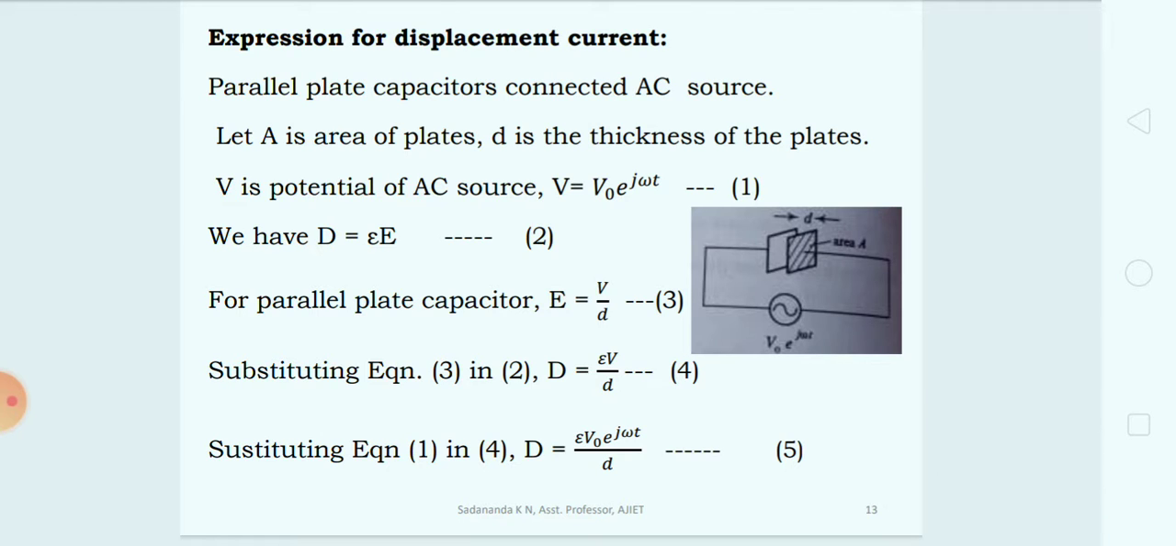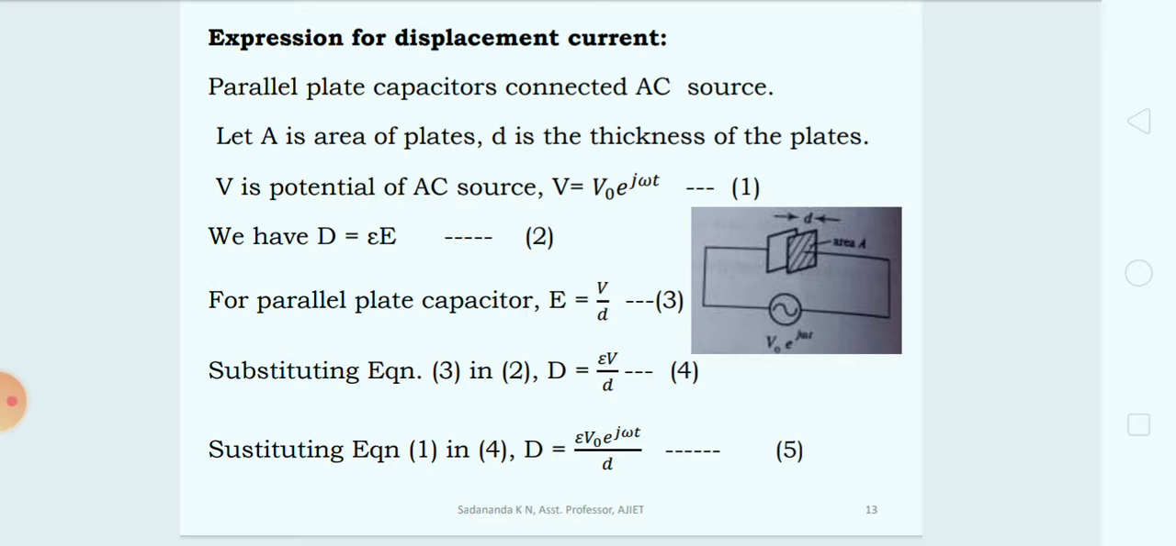Next topic is expression for displacement current. When a parallel plate capacitor is connected to an AC source, which is shown in the figure, let A be the area of the plate and d the thickness of the plate. Let V be the applied potential of the AC source. V is equal to V naught e power j omega t, where j is the imaginary unit, omega is the angular frequency, and t is the time. Let me call this equation number 1.